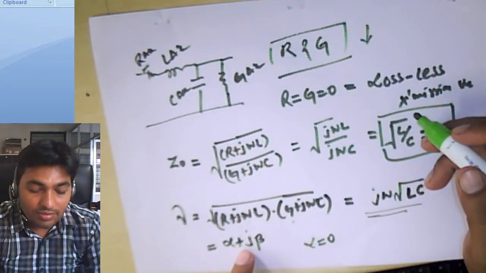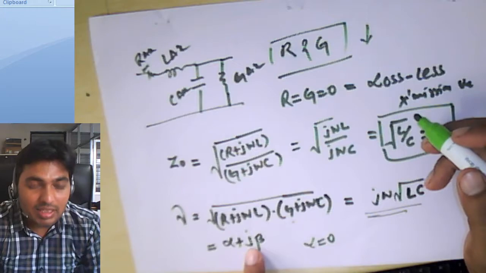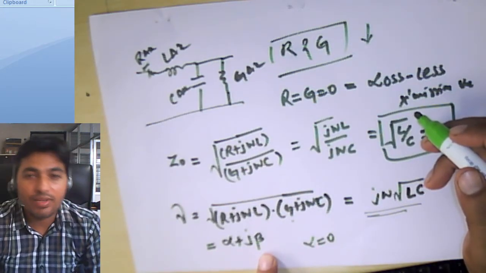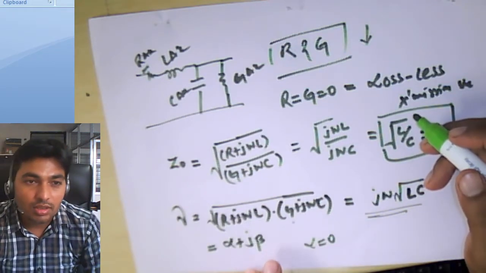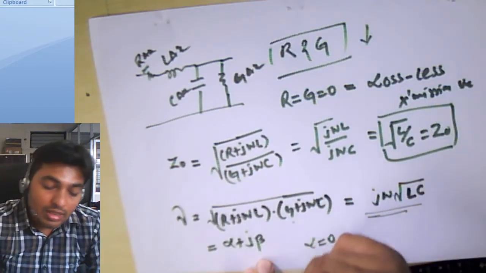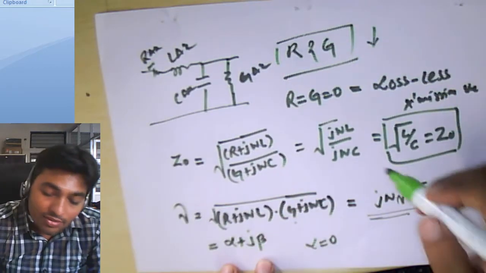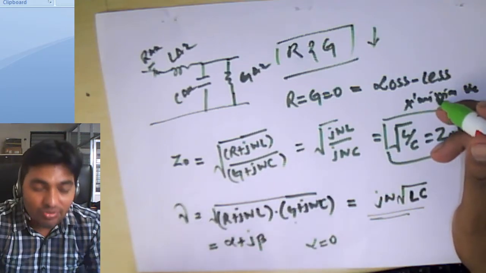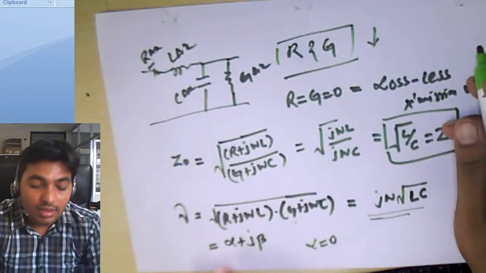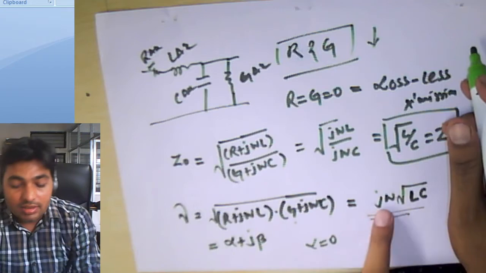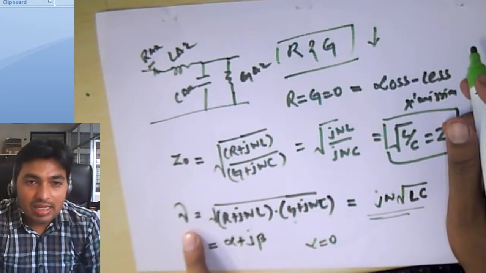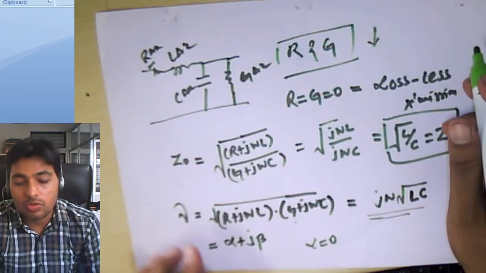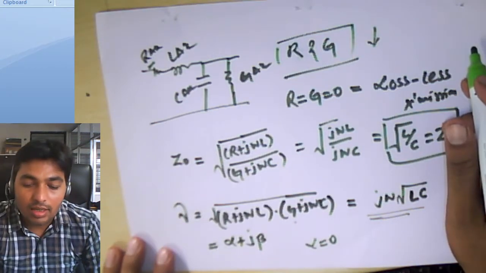Now the imaginary component is jβ, where β is called the phase shift constant. So the lossless line will have only an imaginary component, only the phase component. So whenever there is a lossless line, the gamma, or the propagation constant, is equal to jω under root LC.